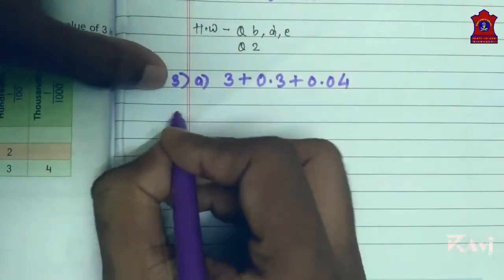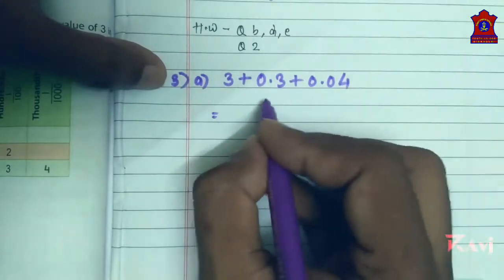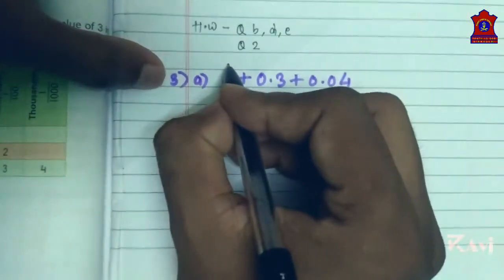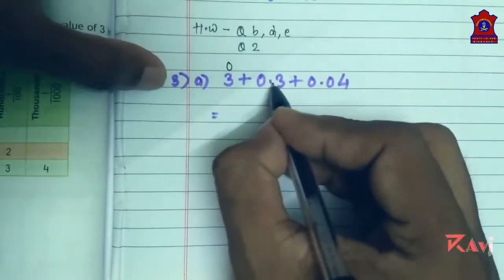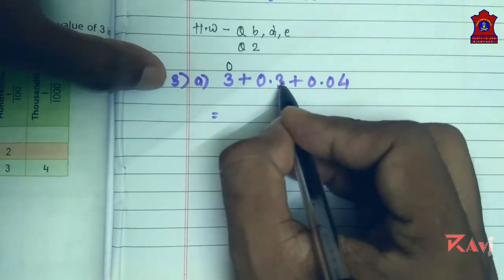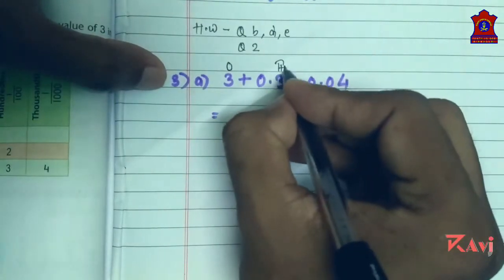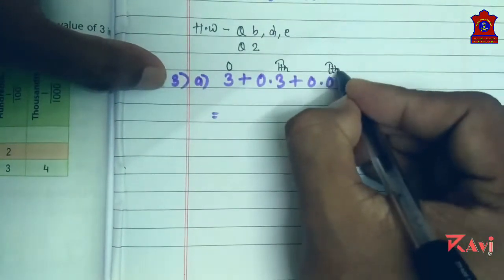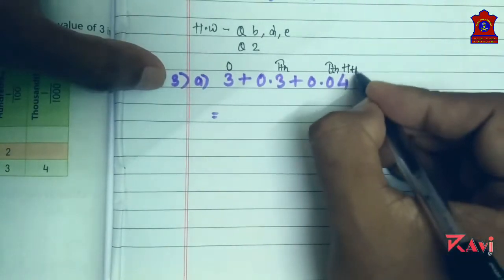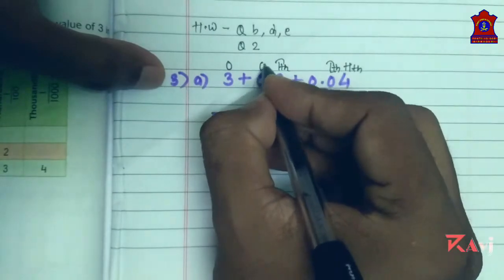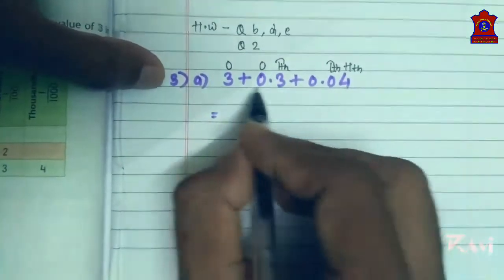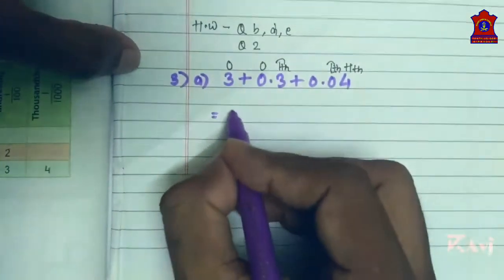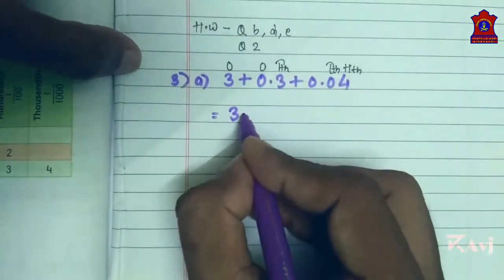See here, you just mark the place value. Here 3 is at 1's place, 0.3. After the point, 3 is at 10th place, and 4 is at 100th. Here 0 is also at 1's place. So you just add the place values. 3 plus 0 is how much? 3 plus 0 is 3 only. Decimal will be decimal only.